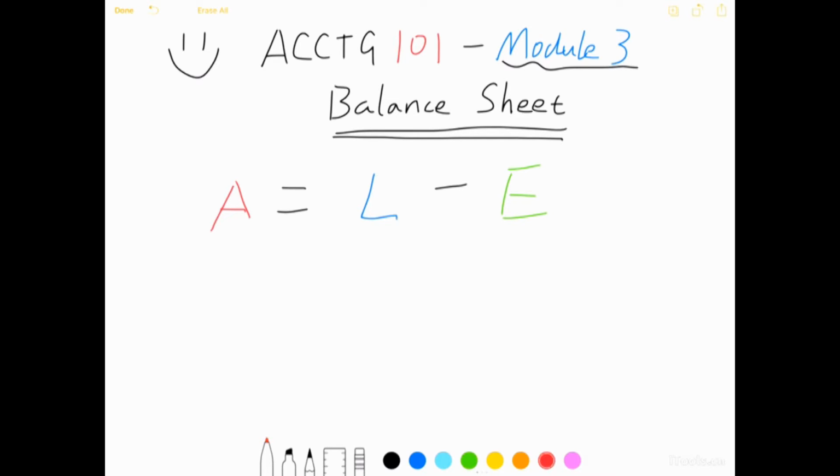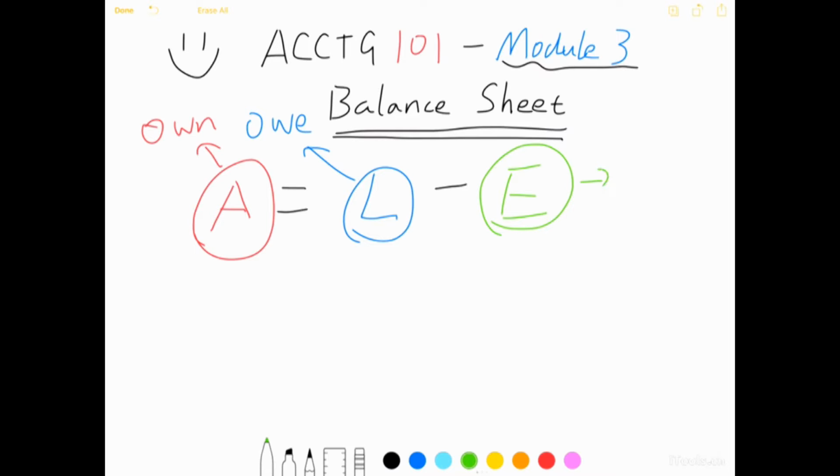So an asset is essentially what you own. What do you have, right? A liability is what you owe to other people. Equity is real simple. What is left over, right?